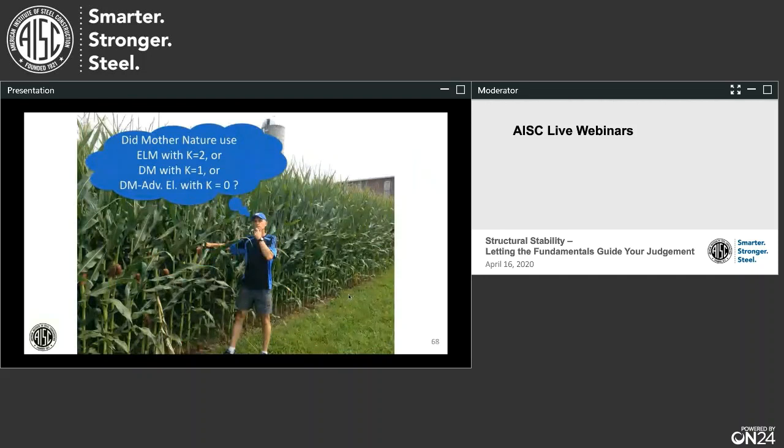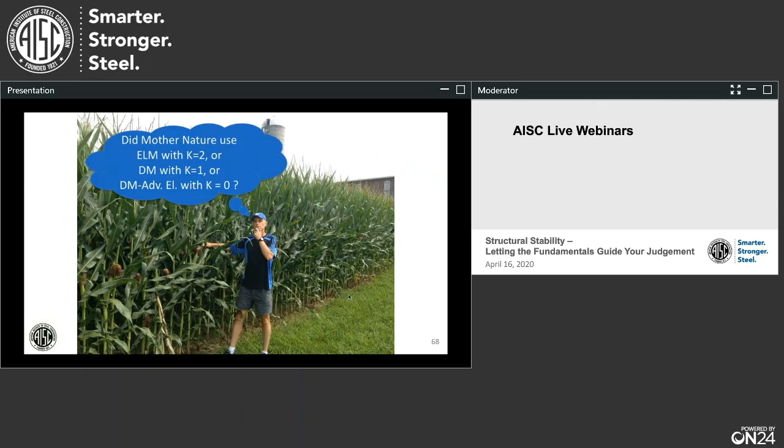So just to sort of wake you up with this slide here, we're out here in central Pennsylvania, and we have a lot of cantilevered structures. And I'm always wondering, what did Mother Nature use? K equals 2 for the cantilevered cornstalk, 1 or 0? What?